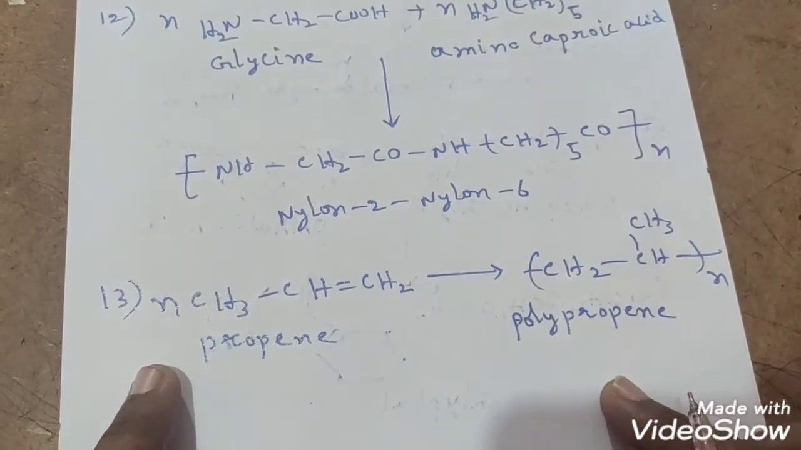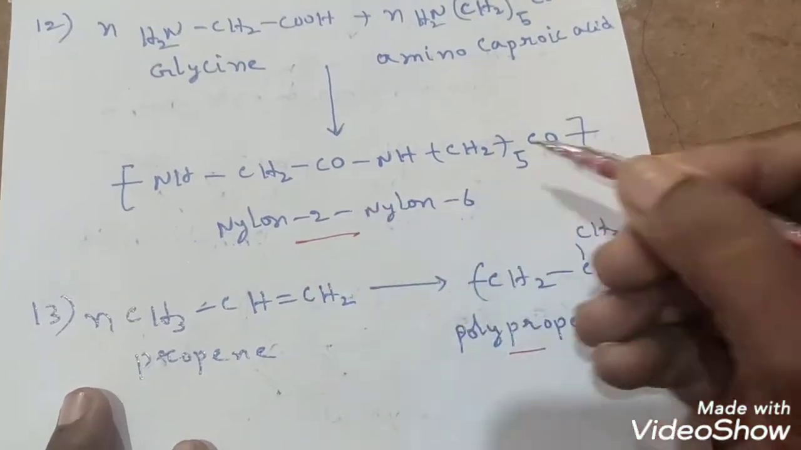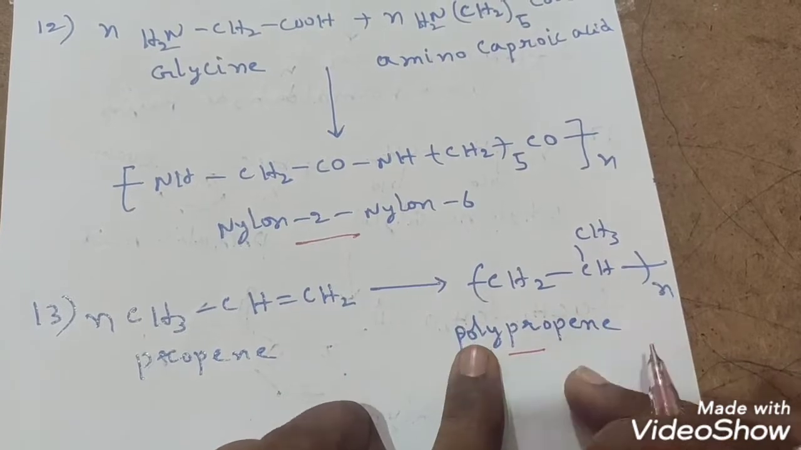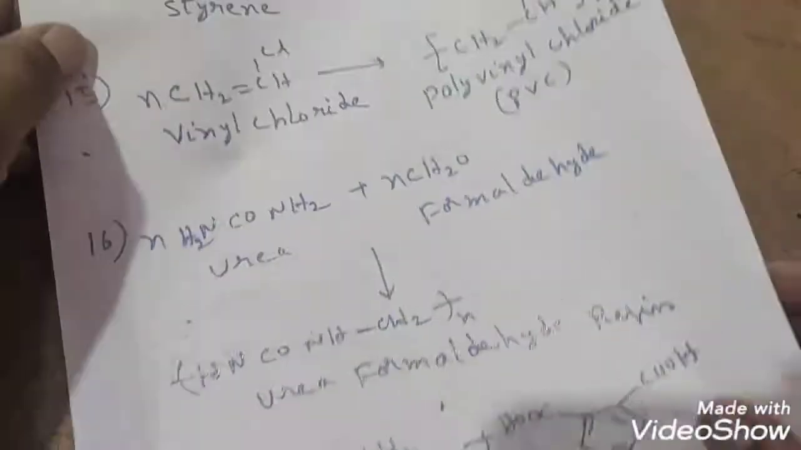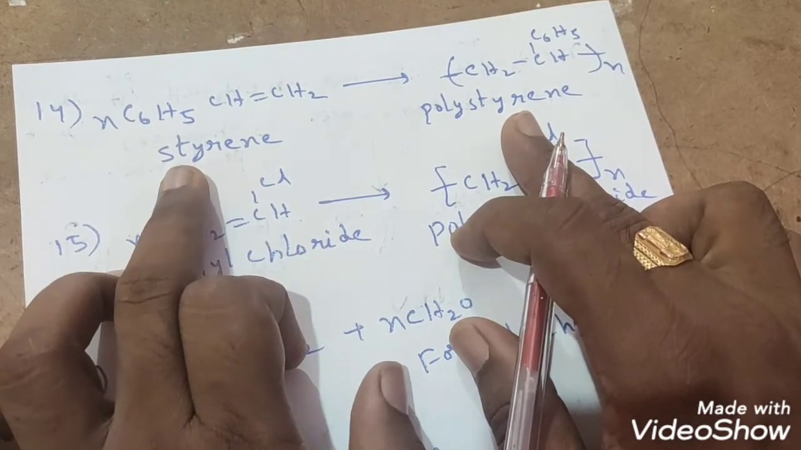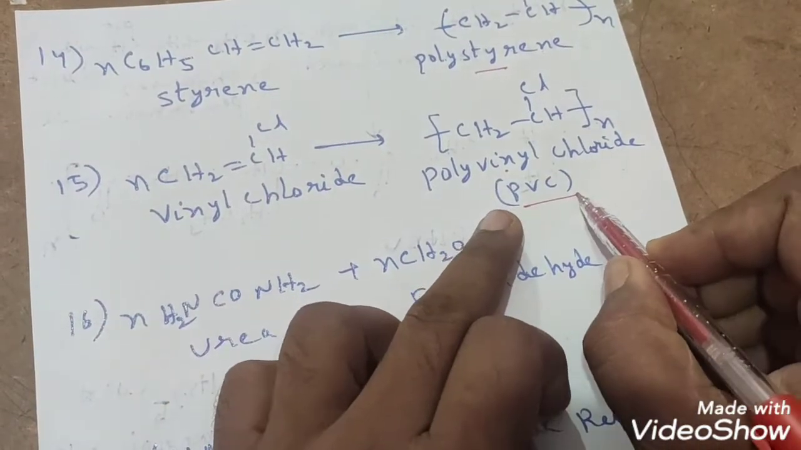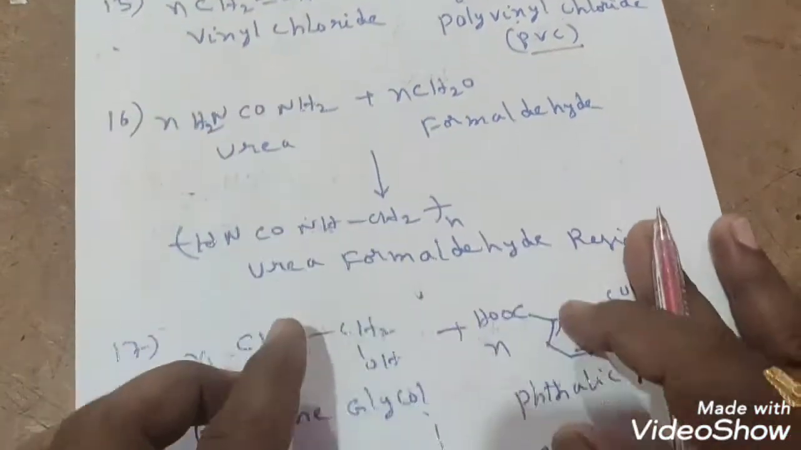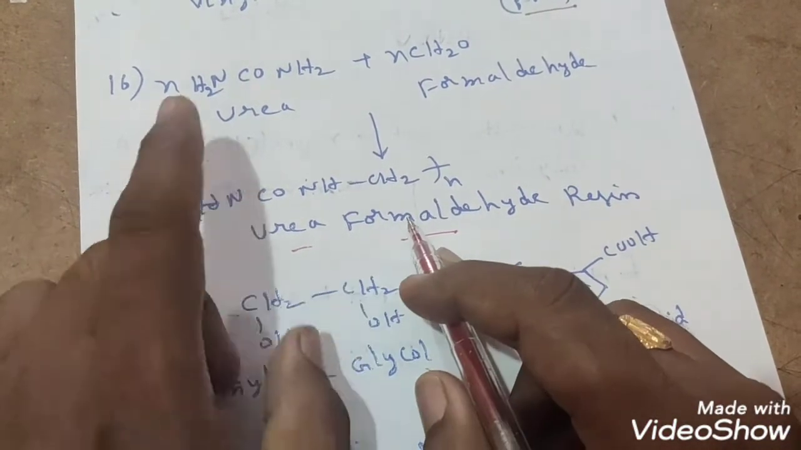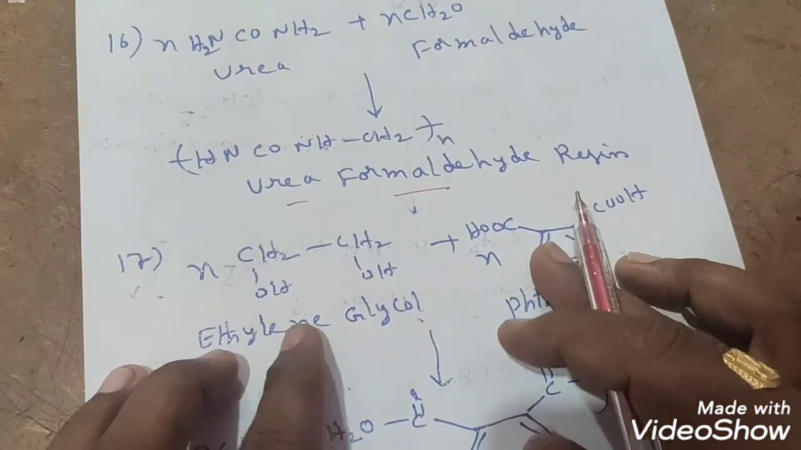Next polymer we have is polypropene. In that word itself, poly means many. So many propene molecules will polymerize and produce polypropene. In a similar manner, polystyrene came from styrene molecules. Okay, now this is polystyrene. Polyvinyl chloride, PVC, came from vinyl chloride molecules. And next, urea formaldehyde resin. In that word itself is the meaning: the monomers are urea and formaldehyde. Urea is NH2CONH2. Formaldehyde is CH2O or HCHO.